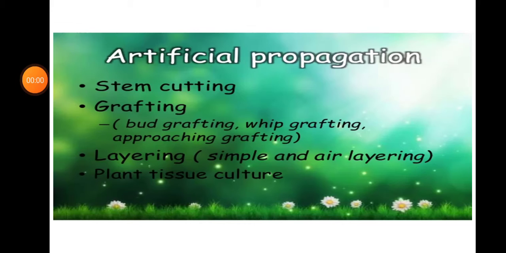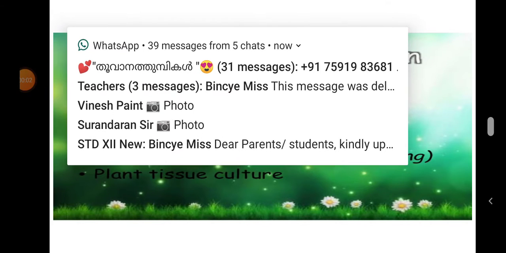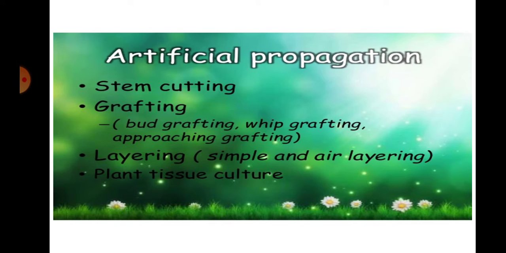So, good morning, students. Today we will be discussing artificial vegetative propagation. Artificial vegetative propagation is carried out by stem cutting, layering, grafting, and tissue culture. In the case of grafting, there are bud grafting, whip grafting, approach grafting, etc. Layering includes simple and air layering, and also the tissue culture.